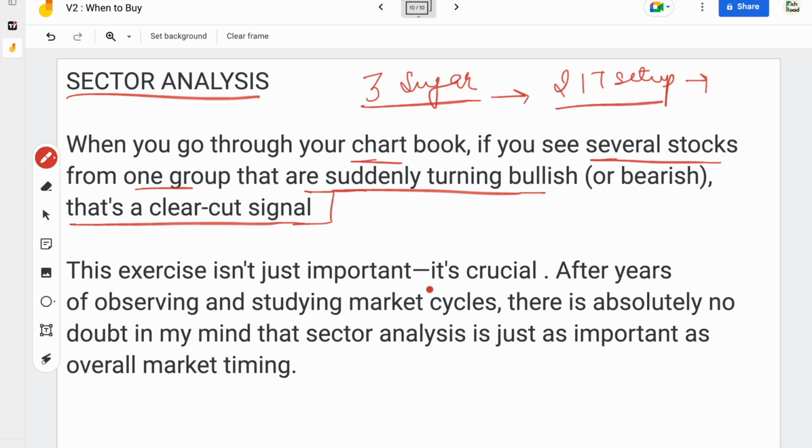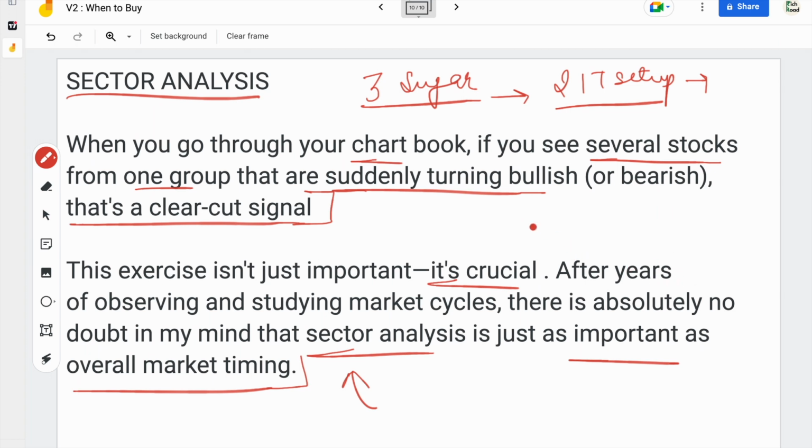And he also gives some kind of validation to you that it's very crucial. After years of observing and studying market cycles, there is absolutely no doubt in my mind: sector analysis is just as important as overall market timing. This is also a good piece of advice. But what I will say is, don't just stick to sector analysis. What people then do is, they simply do sector analysis first and then they go scanning for the stocks. That's not the best part.